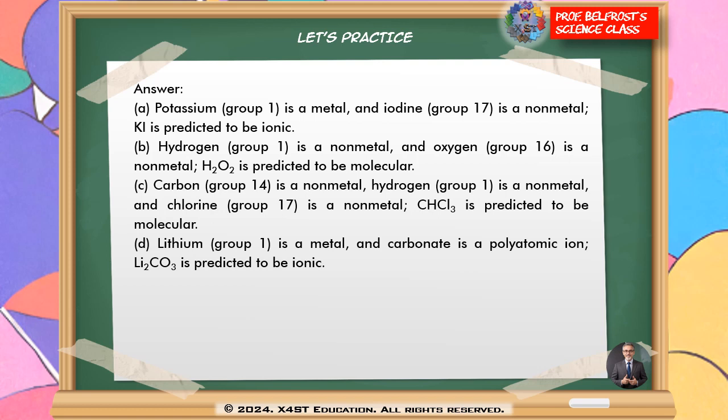The first one: potassium, group 1, is a metal, and iodine, group 17, is a non-metal. So KI is predicted to be ionic. The second one: hydrogen is a non-metal, while oxygen, group 16, is a non-metal too. So it is predicted to be molecular. And C, carbon, group 14, is a non-metal. Hydrogen is a non-metal, and chlorine, group 17, is also a non-metal. So CHCl3 is predicted to be molecular. D. Lithium, group 1, is a metal, and carbonate is a polyatomic ion. So Li2CO3 is predicted to be ionic. Done.